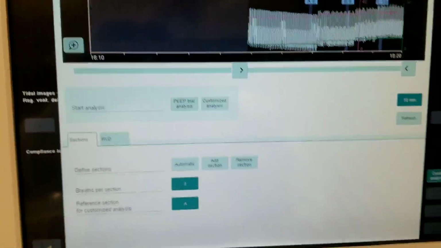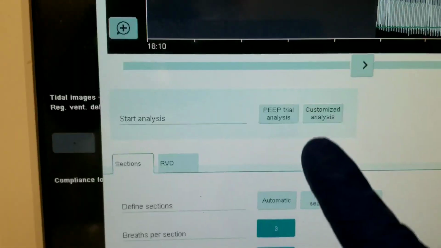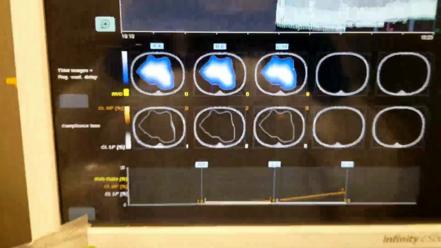I'm going to go a little fast, my battery's about to die. So we did 6, 8, 10. See this button here? PEEP trial, we're going to press that, and we're going to click it.